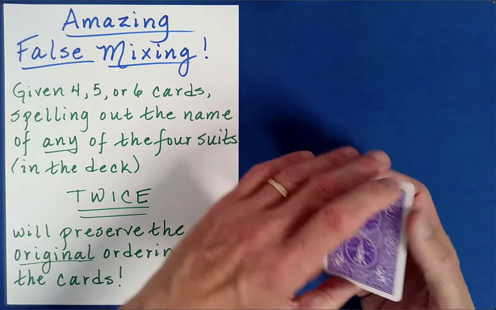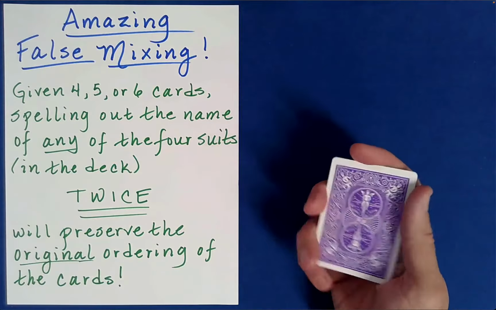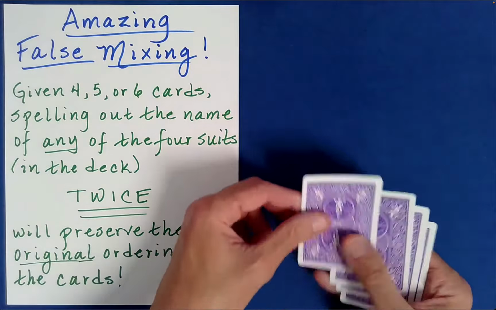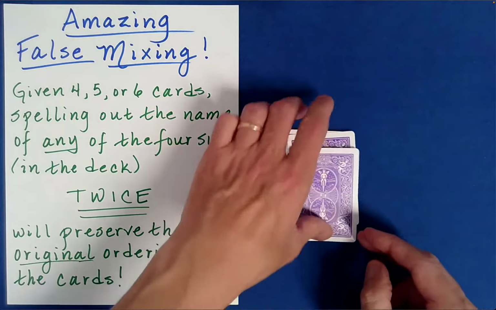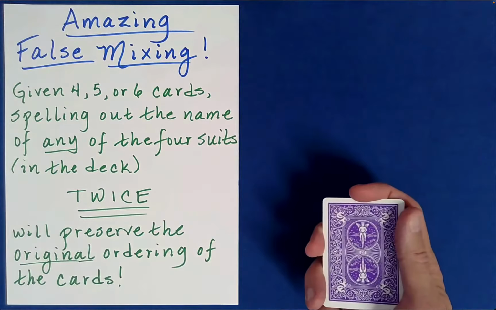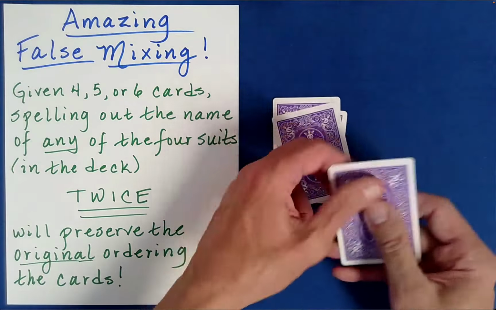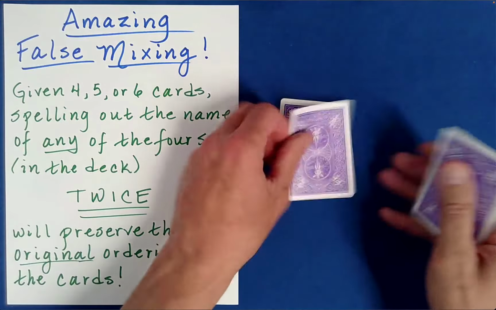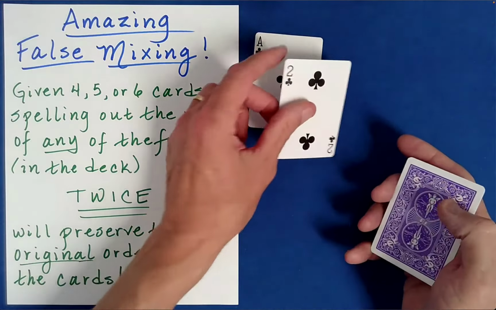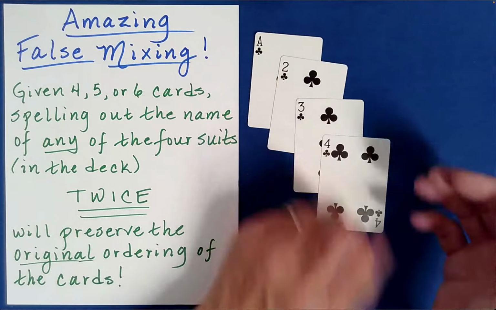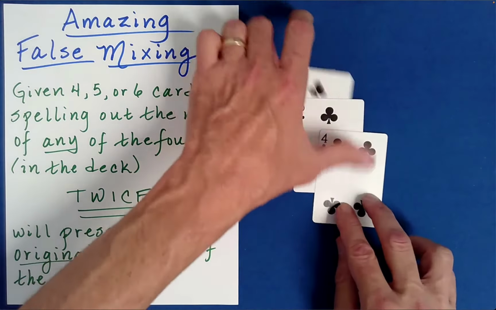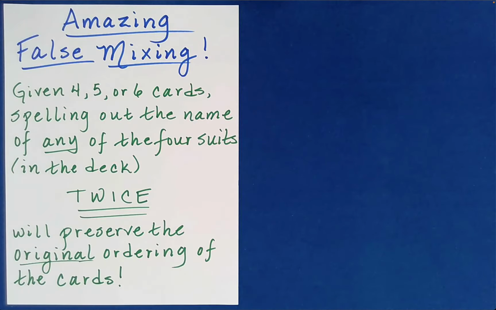Now the spectator is free to choose any of the 4 suit names. Suppose they choose hearts. So H-E-A-R-T-S. That's the first spelling of hearts. H-E-A-R-T-S. That's the second spelling of hearts. Has it returned the packet to its original order? It has indeed. And you can test this for the other 3 suit names, and it will work just fine.